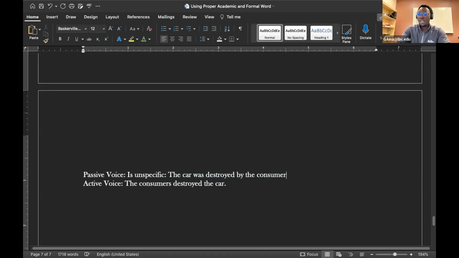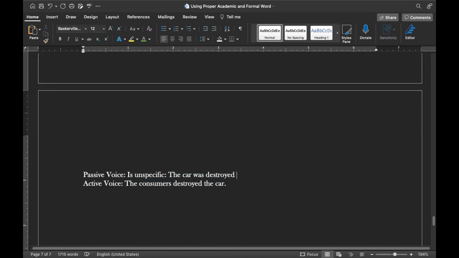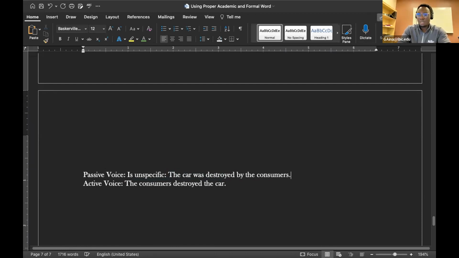And then in some other cases, the reason why we should avoid passive voice is because we might forget to identify the subject of this sentence, right? So earlier we said by the consumers, right? Now I've seen many students that would forget to state this part. And then they'll stop here. The car was destroyed, right? And then your professor will ask, who destroyed the car, right? So it's unclear who destroyed the car, right?